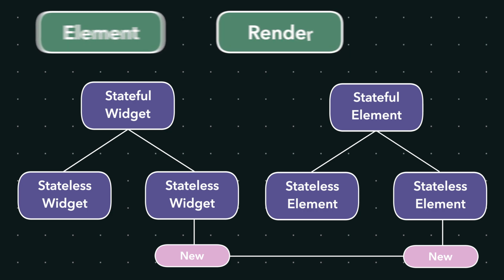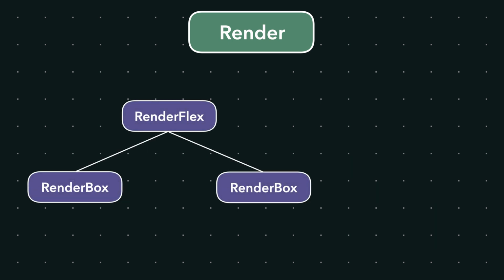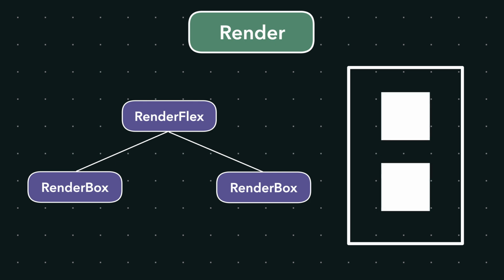Now, let's take a closer look at the render tree where the actual rendering happens. The render tree is made up of render objects, which handle layout, painting, and hit testing. Render objects are responsible for taking constraints from the parent nodes, calculating their own size and position based on these constraints, and passing information to the children. This hierarchical layout system ensures flexibility and precision in how widgets are displayed on the screen.